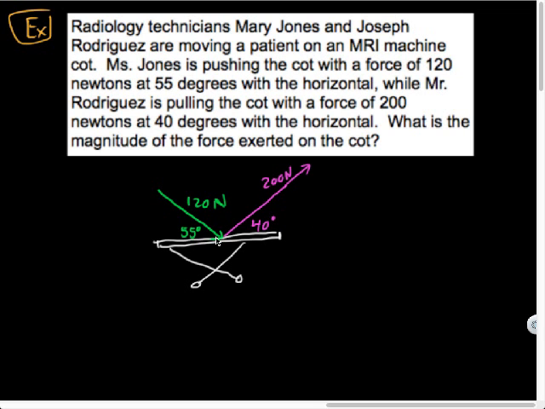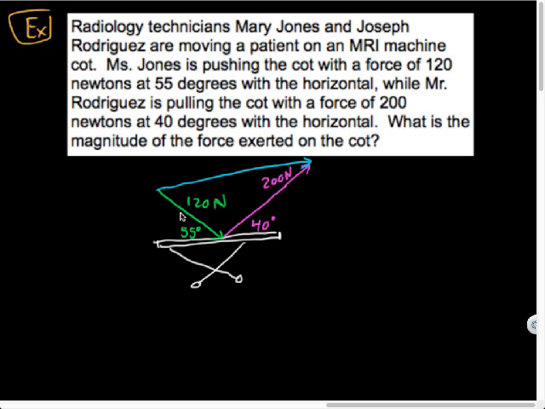Now, I drew those tip to tail because they're representing two vectors that are simultaneously exerting a force on this cot. So it says, what is the magnitude of the force? What's the resultant vector is what we're talking about here. So what I'm looking for is the cot is actually experiencing some motion somewhat like this. That's the resultant that we've got going on. What is the overall force being exerted on the cot?